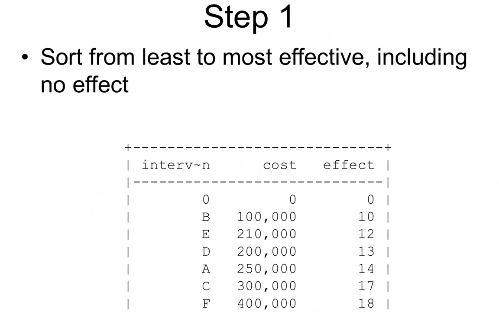So the first step is that we're going to sort these based on effectiveness. And we're also going to include no effect. So no effect is going to have 0 cost and 0 effect. And you can see here, again, these are the same 6 interventions, A to F, but now I've sorted them in order from the least effective to the most effective. And I've included the 7th intervention, which I'm just calling O, which has 0 cost and 0 effects.